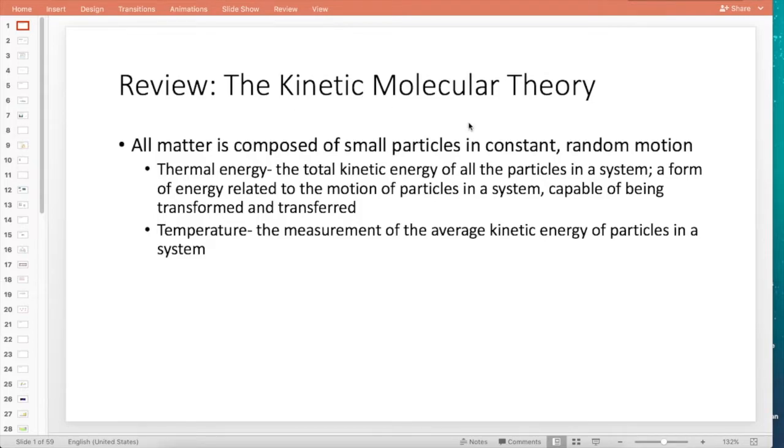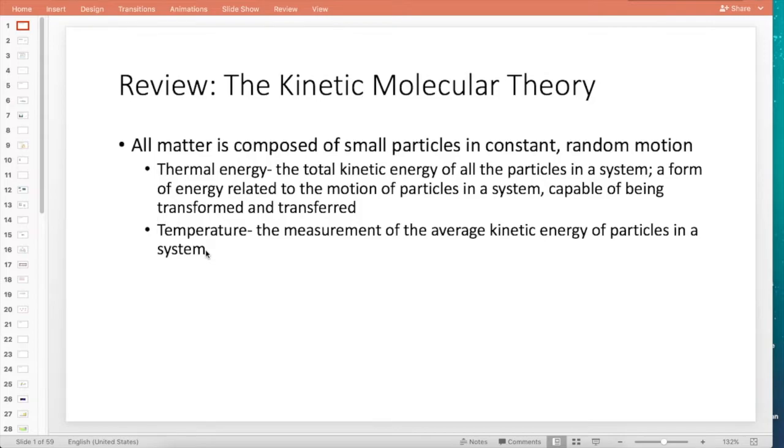So we had this theory, the kinetic molecular theory, in our last unit, which basically says that all matter is composed of small particles, and those particles are in constant random motion. That motion is a type of energy, kinetic energy. That kinetic energy of particles in the system we refer to as thermal energy. It's a form of energy. It can flow, it can be transferred from object to object, system to surroundings, and it can be transformed into other types.